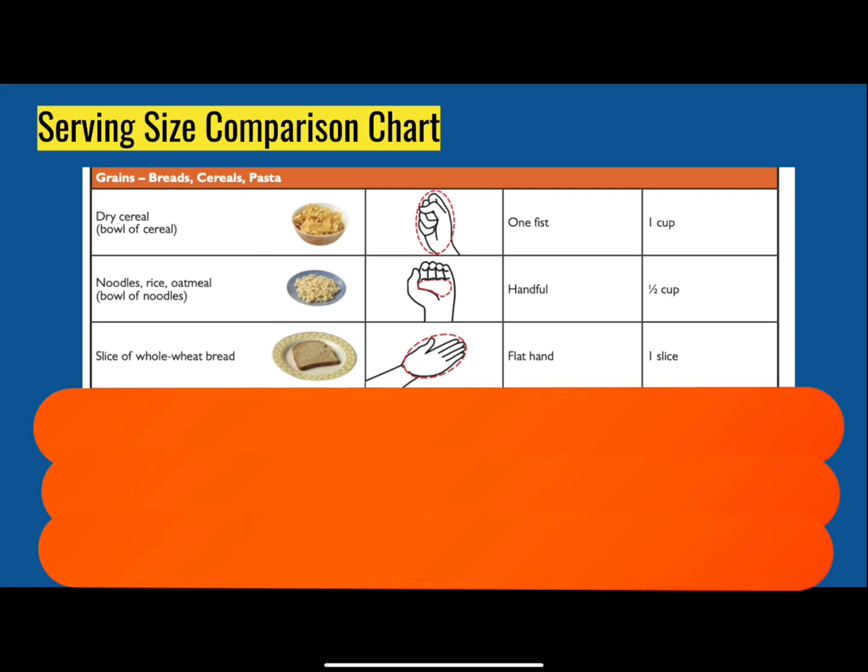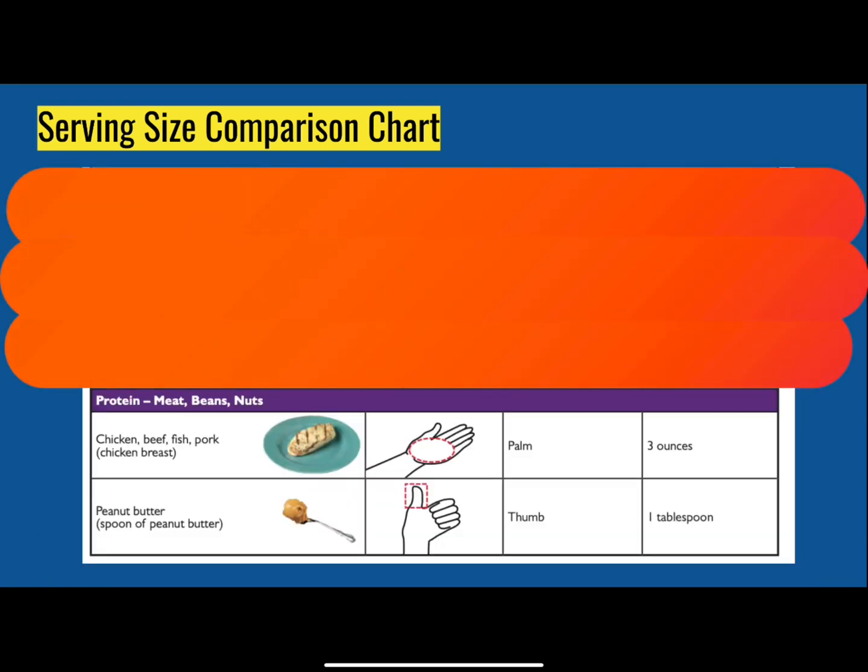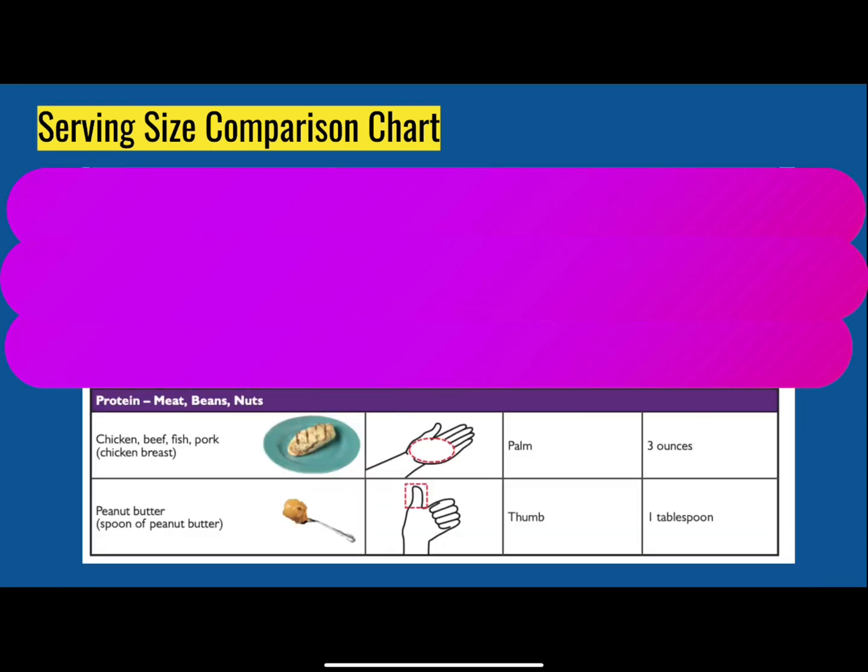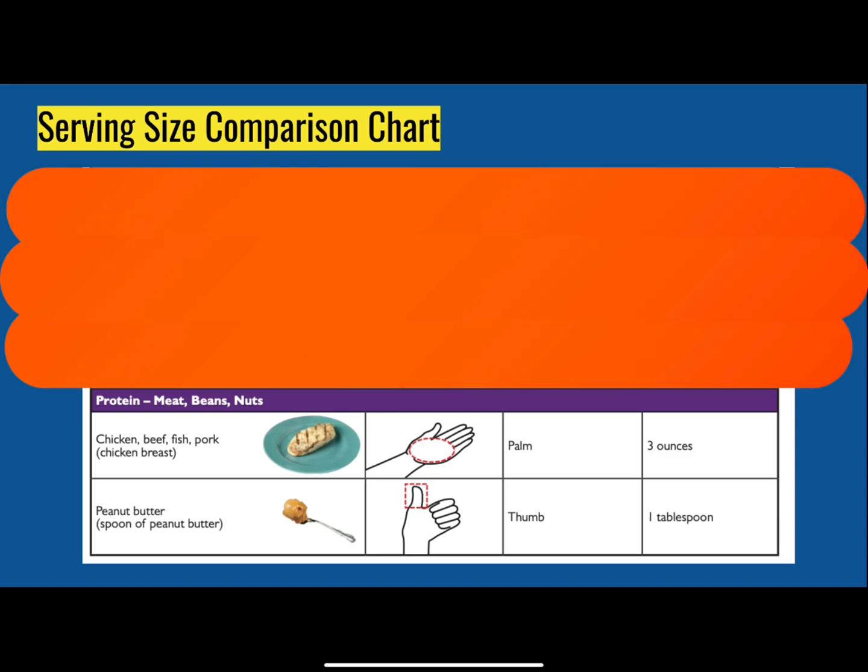And a serving size of whole wheat bread is a slice of bread, so that's about the size of your palm. And when we're talking about proteins, chicken, beef, fish, pork, it should be able to fit into the palm of your hand. That's about 3 ounces. And if we are talking about peanut butter or nuts, it is the size of your thumb. 1 serving is a tablespoon.